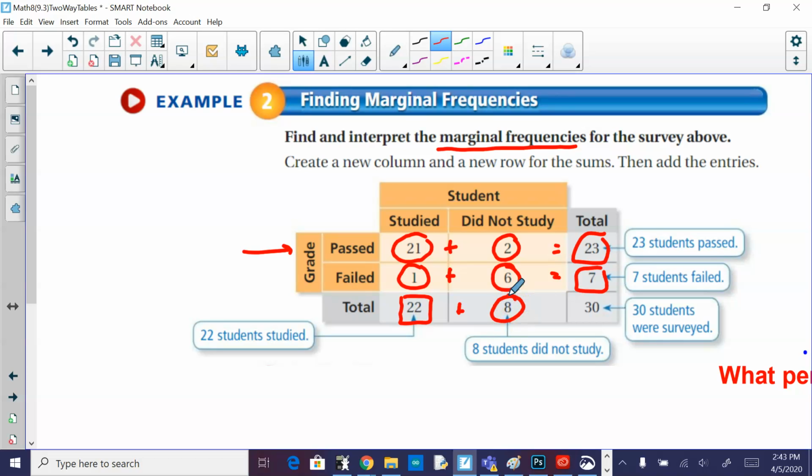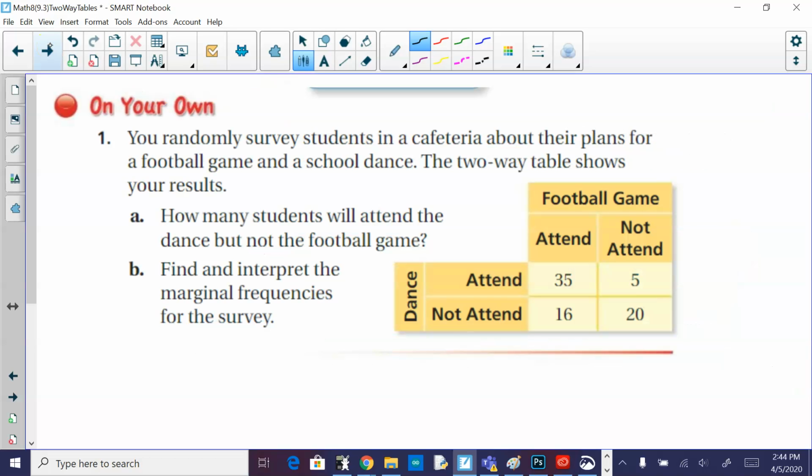So take a look at this. Either you studied or you did not study. 22 plus 8 gives us a total of 30 students who were surveyed, and likewise, either students passed or they failed. 23 plus 7, there are a total of 30 students again who were surveyed. So this number represents the sum of either this column or this row, but it should be the same number.